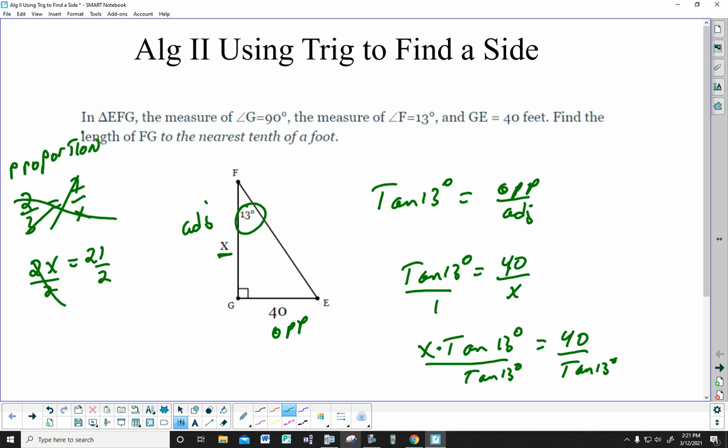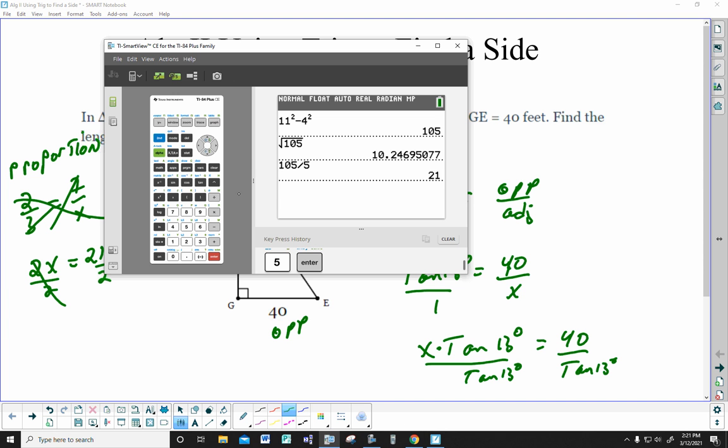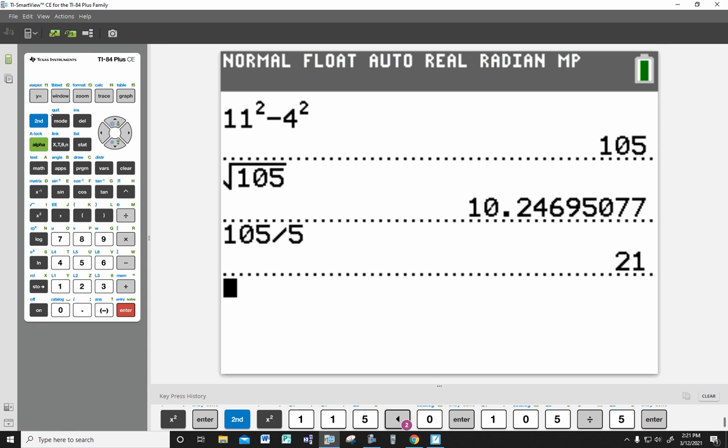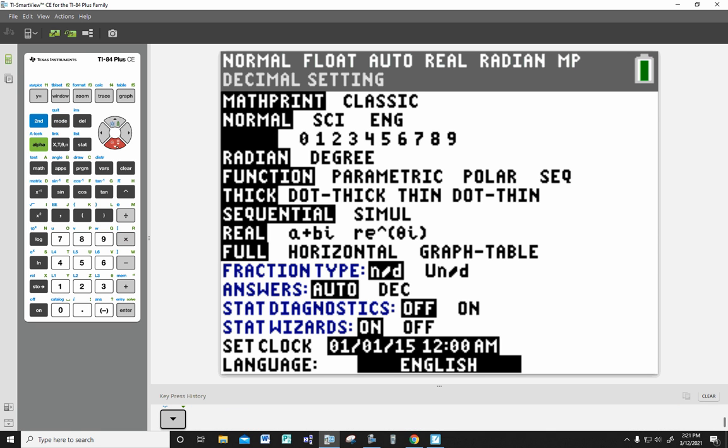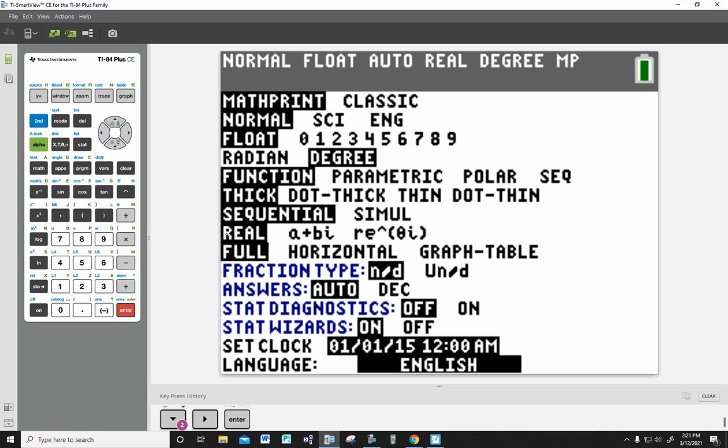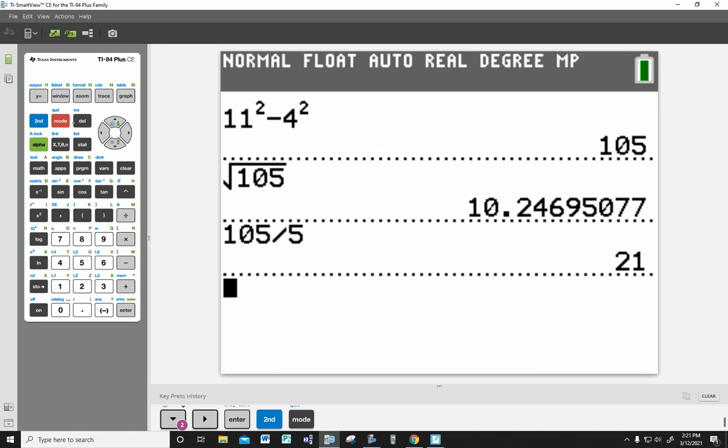And then grab your handy-dandy calculator. And first thing you gotta check is the mode. So let me make this bigger. I need to check the mode to make sure it's in degrees. Mine says radians right there, so I need to come down and get it over into degrees. Enter. Now my calculator is in degrees. Okay? That was important to make sure that it's in degrees if you're going to type degrees in.